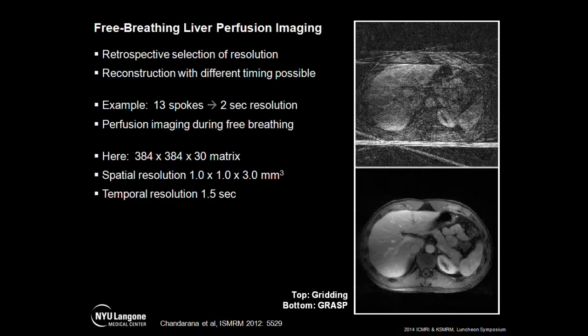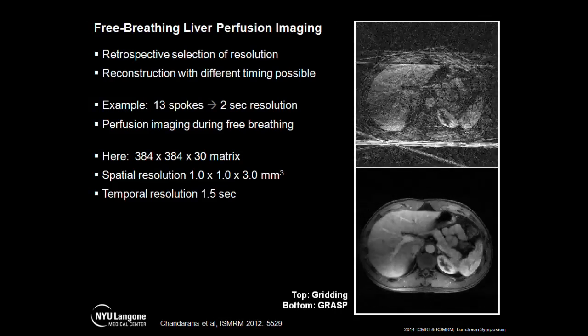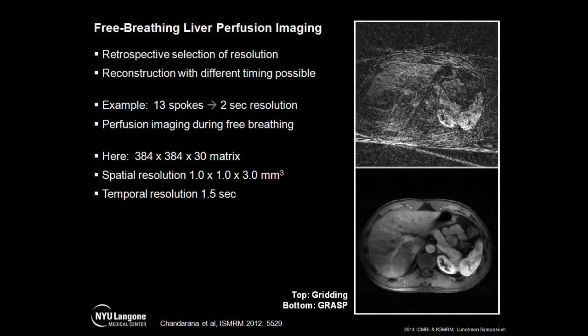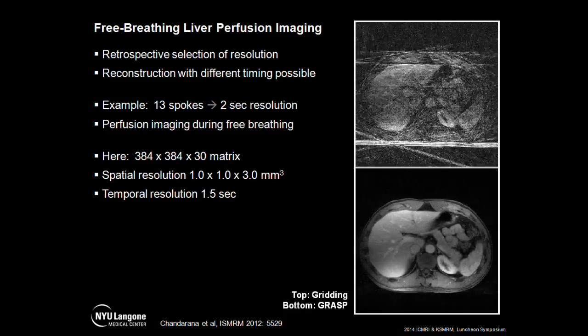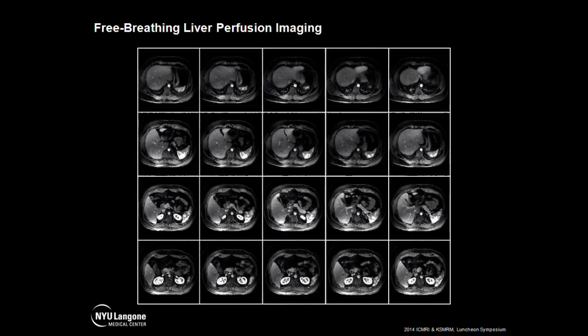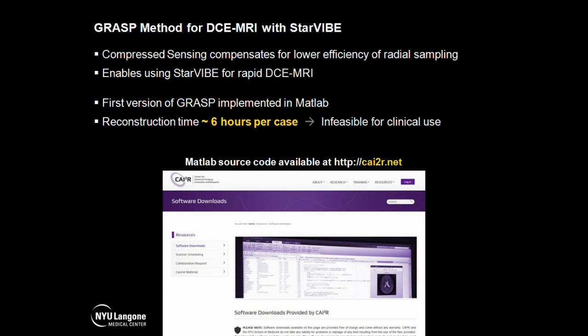And now in the bottom part of the figure of this video, you can see what we get with GRASP. With GRASP, we can eliminate these undersampling artifacts, and we get more or less artifact-free images from only 13 spokes per frame. And this is, of course, a 3D scan, so we're getting complete abdominal coverage. So the use of a compressed-sensing reconstruction enables us to compensate for the lower scan efficiency of radial sampling, and it enables us to use the StarVIBE sequence also for rapid dynamic contrast enhanced MRI, so that we get both fast imaging speed and also high motion robustness.